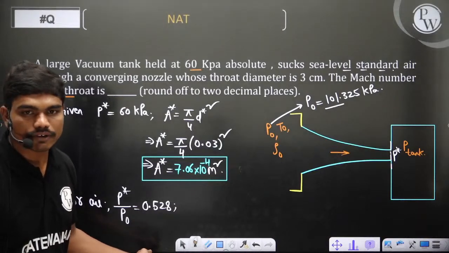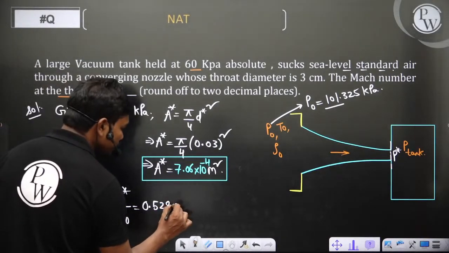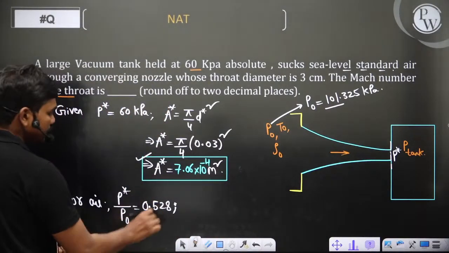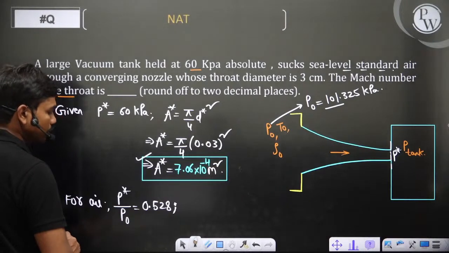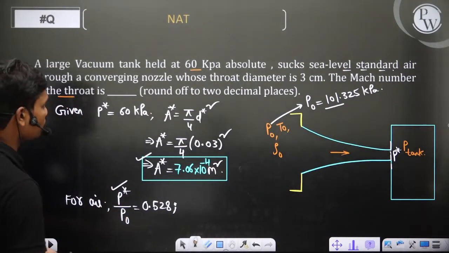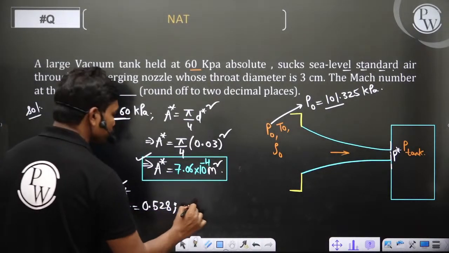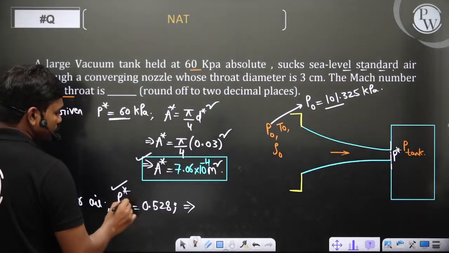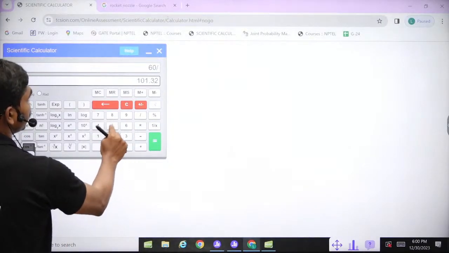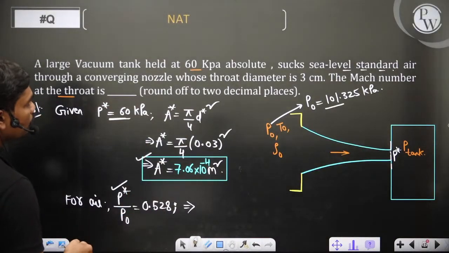Okay, fine. So this is P star actually, and this is the flow area. If you want the Mach number, we can also relate these conditions using the Mach number, right? So P star is known, which is 60 kilopascals. Then you can calculate the stagnation condition. So 60 by 101.325, this gives you again 0.528 I guess. We have to calculate the Mach number.